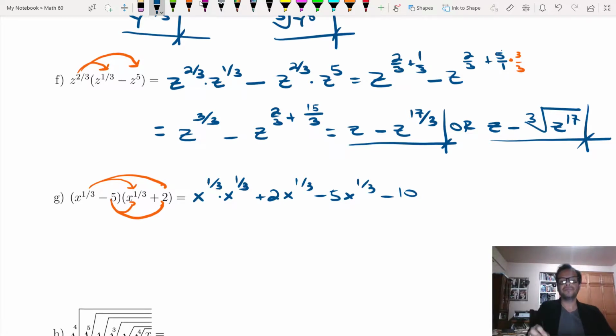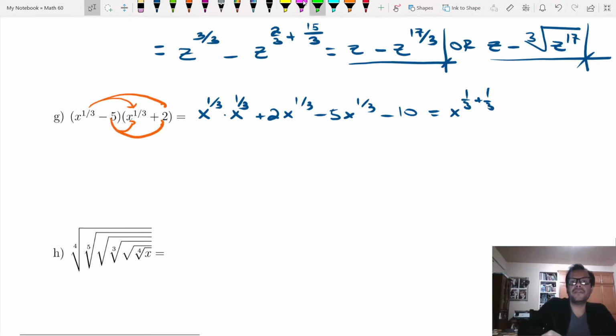All right. Let's simplify these together. Number 1. Notice we have the same base, right? And we have multiplication in between them. What do we do? We are going to add the exponents together. x to the 1/3 plus 1/3, all right?